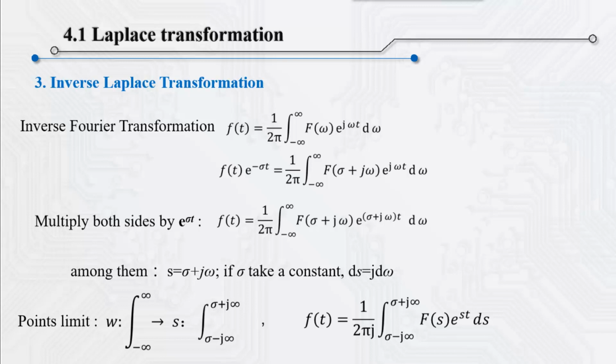The integral range is from negative infinity to positive infinity. According to s equals delta plus jω, it is easy to get the limits of s from delta minus j infinity to delta plus j infinity. So you get f(t) equal to 1 over 2πj times the integral from delta minus j infinity to delta plus j infinity of F(s) e to the power of st ds. This is the Laplace inverse transformation.